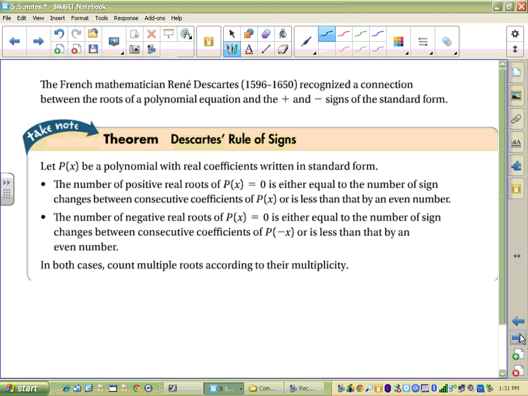Now, I mentioned that the ideas here would get exponentially more difficult. Descartes' rule of signs. Oh no. We'll probably have to talk about this again on the next day of class.